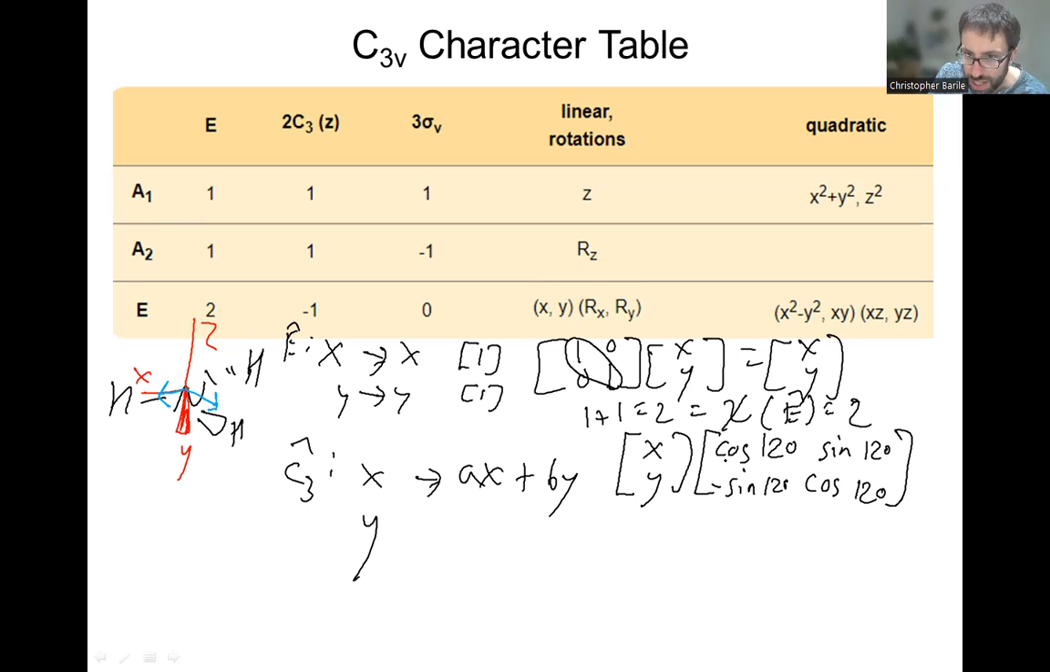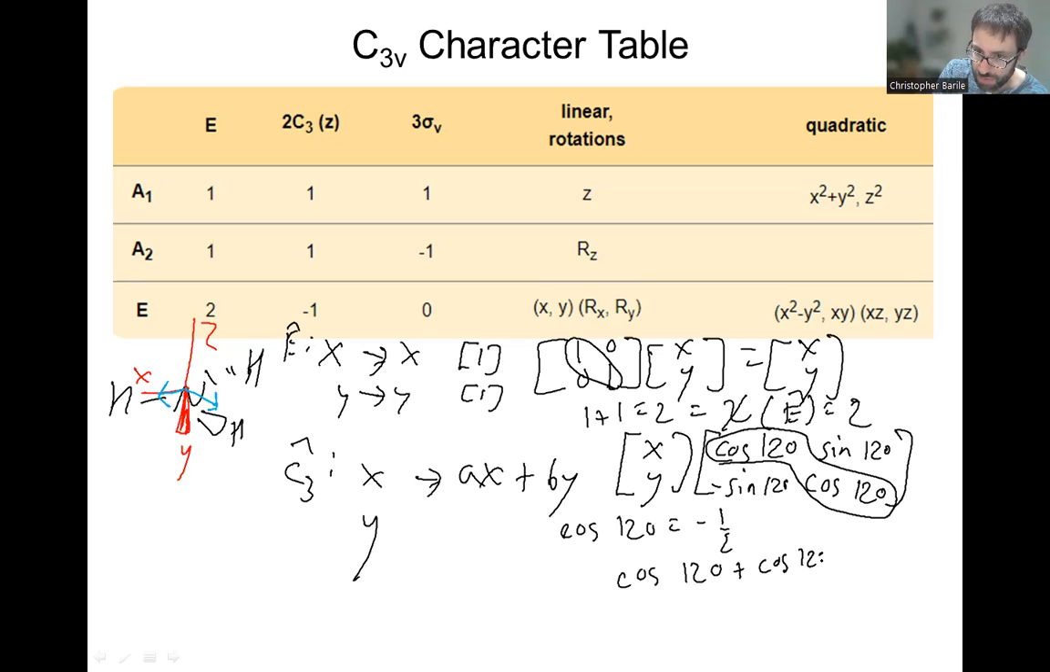Now here we do the same thing. We take the trace, the sum of the diagonals. And from trigonometry, you might remember that cosine of 120 equals negative 1/2. And so what you get here is cosine 120 plus cosine 120, which equals negative 1/2 plus negative 1/2, which equals negative 1. And that's going to be your character of your C3.